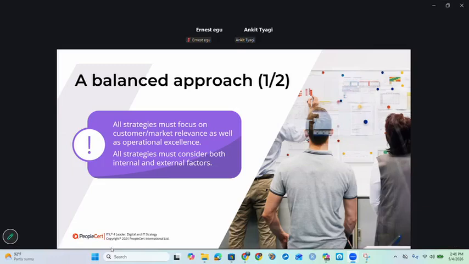So to take care of that, we need to identify a balanced approach. Where do we need to focus more? Where do we need to focus less? It could be that my organization is already a digital organization. They use specific digital technologies which can help them. So the focus on operational excellence can be less, but more towards the customer or market relevance. And it can be the other way around as well. So the point here is that we need to look for a balanced approach to keep our focus both on the internal factors and the external factors.